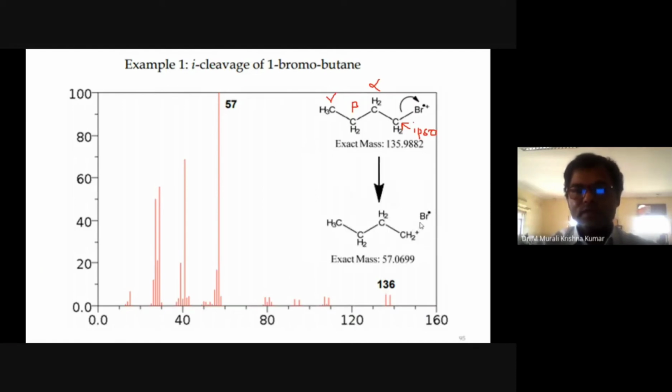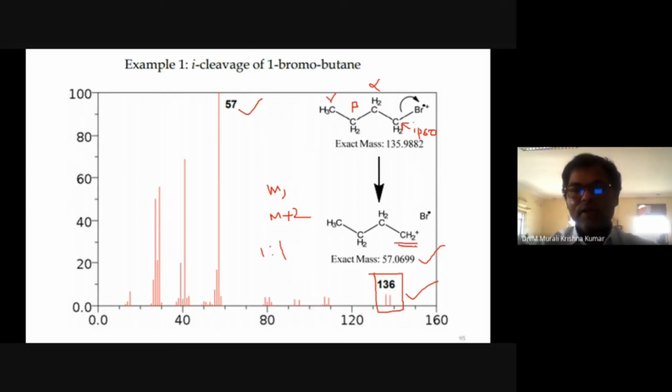So ipso bond cleavage means the bond between CH2 and Br is cleaved like this. As I told you, the heteroatoms, the electronegative atoms, tend to retain the electron. So this is one possibility. So 135 we need to get. On the other day I explained that in the case of bromine, we get M and M plus 2 in almost 1:1 ratio. So that is what you can see over here.